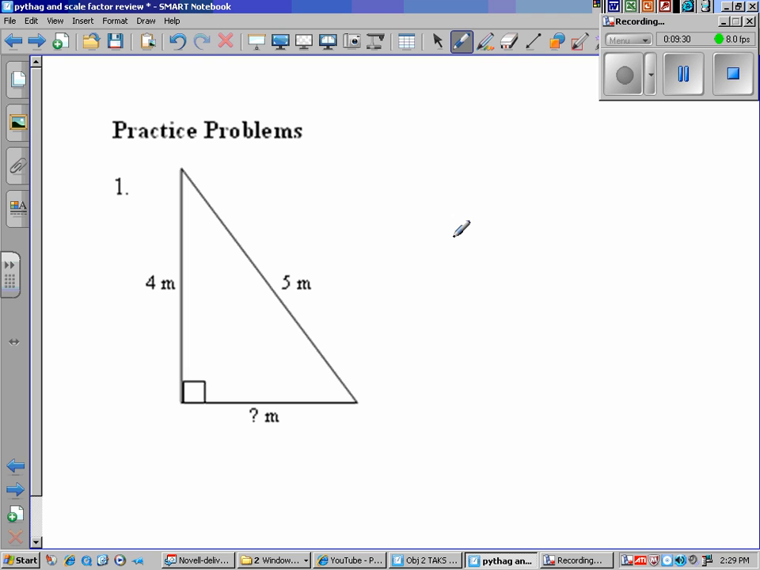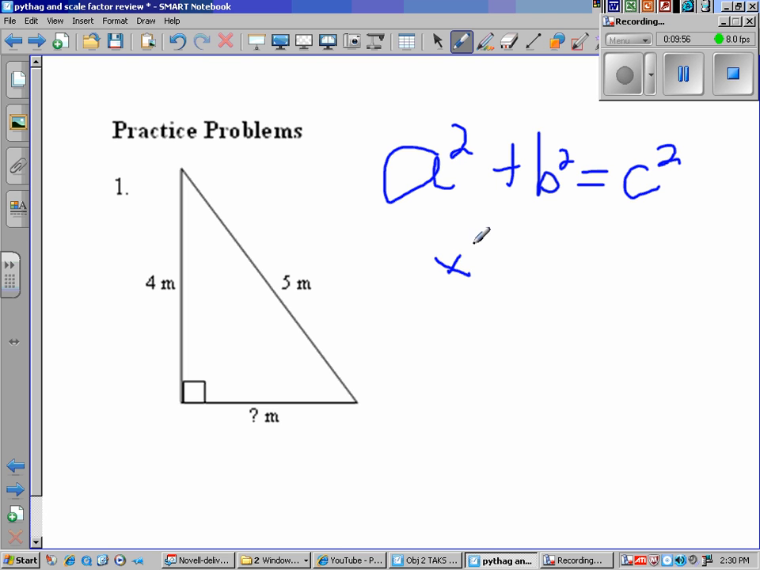Now these practice problems right here are going to be the Pythagorean theorem. This one is actually a special triangle if you recognize it. But if not, I want to remind you that the side across from the right angle is c. It's the hypotenuse. So I have a squared, oh, that's a big A, plus b squared equals c squared. So I have something squared, it doesn't matter if you use a or x, plus 4 squared equals 5 squared.